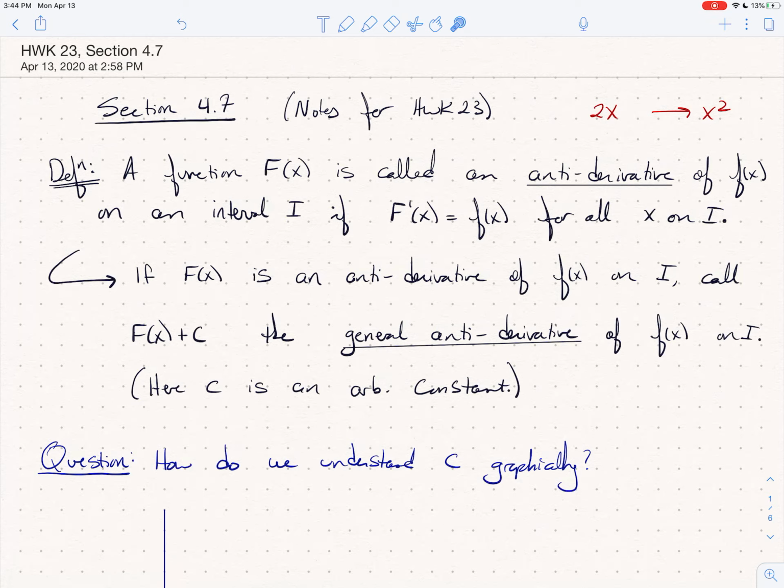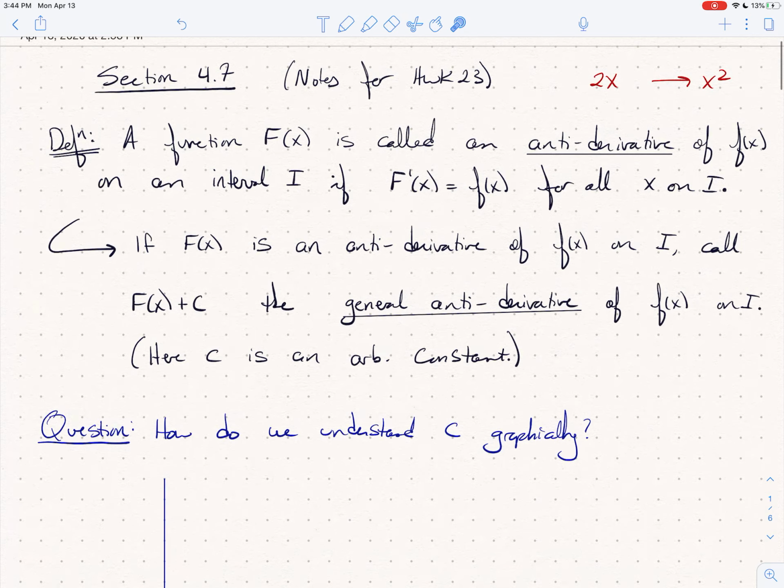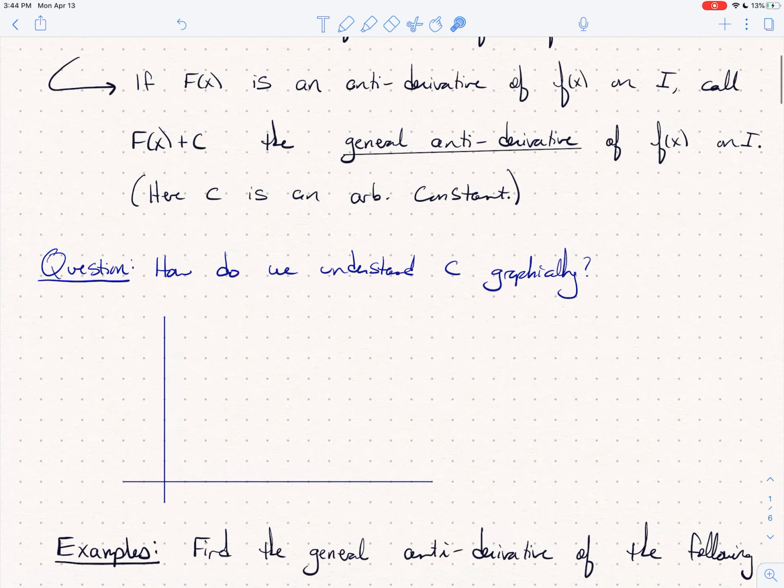Okay, so given an antiderivative big F, we're going to call F of x plus c the general antiderivative of little f on I. And here, c is an arbitrary constant. We saw this last time in the last part of our video: if two functions have the same derivative, they're only off by a constant. Same constant c here. And so the question is, what does this c actually mean graphically?